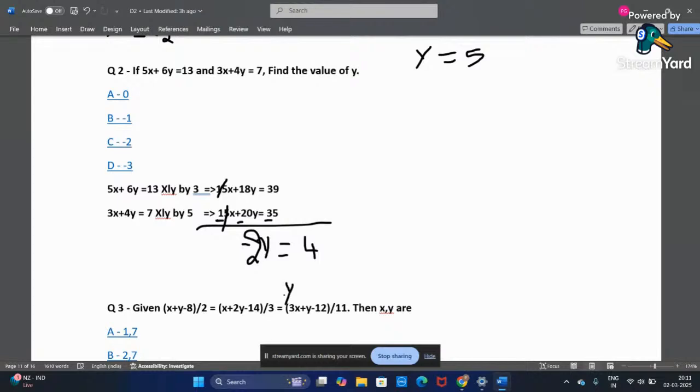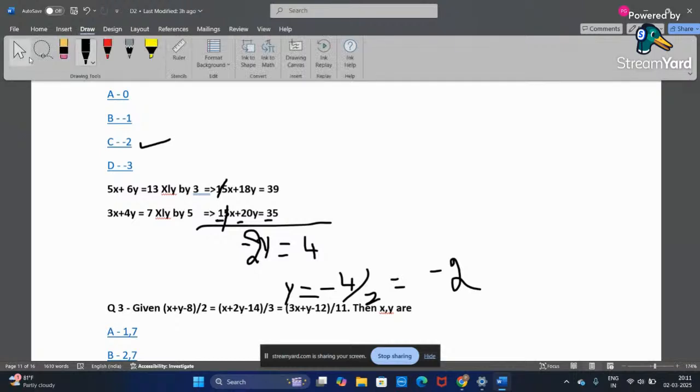So y equals this, we have minus here and here it is plus. So we are writing 4 by minus 2. Then the y answer will be minus 2. That means C is the right answer for this. Okay, we'll move on to next one.